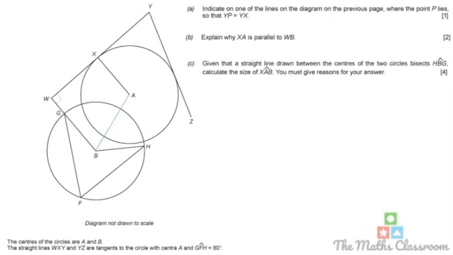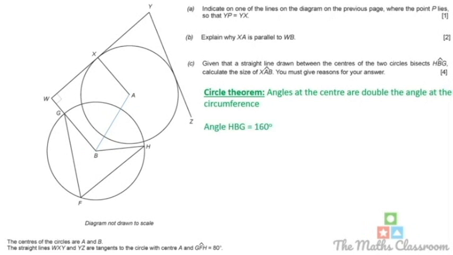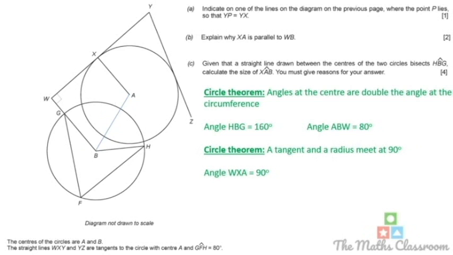Part C. For this part of the question we need to use the circle theorem that angles at the center are double the angle at the circumference. Angle HBG is 160 degrees, meaning that angle ABW must be 80 degrees. We can then use the circle theorem that a tangent and a radius meet at 90 degrees. Angle WXA must be 90 degrees.